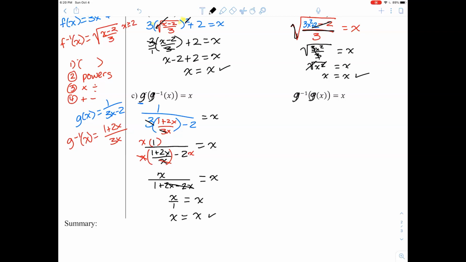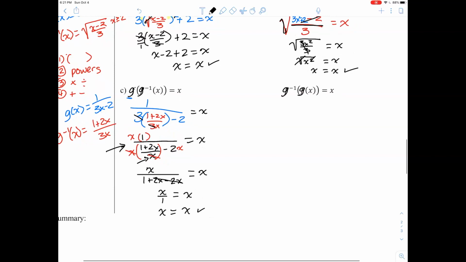And so just a really nice way here in this step is because you have that extra x in the denominator there. If you multiply everything in that fraction times x, you can cancel it out. It becomes a simple fraction, and then it's easier to simplify.